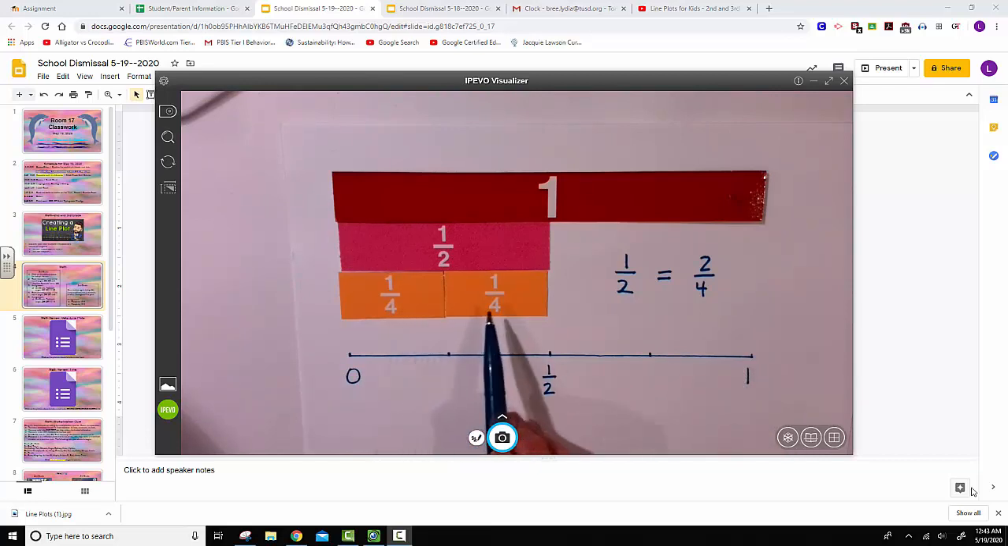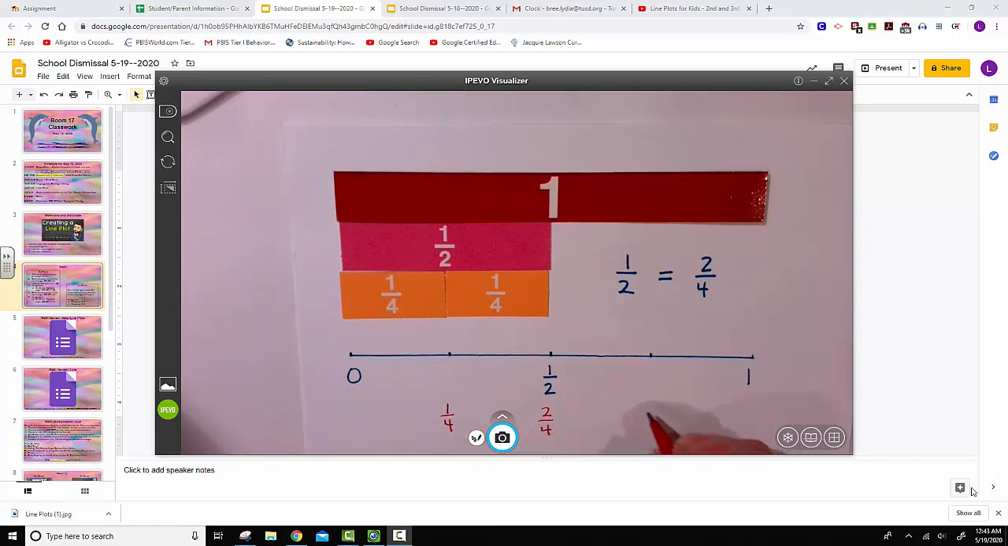Now we have fourths. We can also divide this number line into fourths. So from 0, we would have 1/4, 2/4, 3/4, and 4/4 would be another way to name 1. We can also do that for 0/4. Our main purpose today is finding equivalent fractions on a number line.